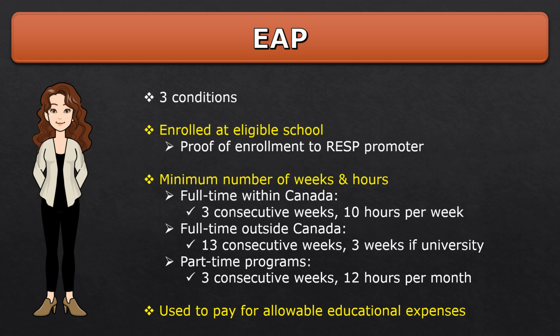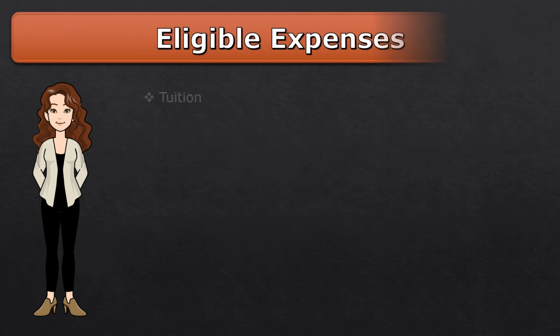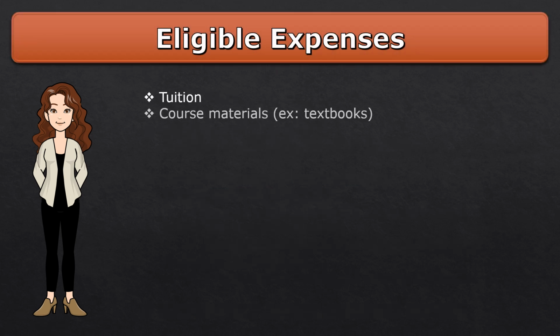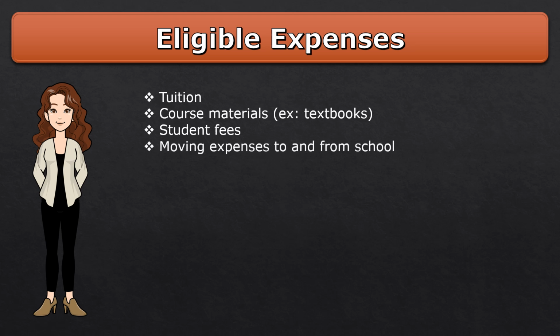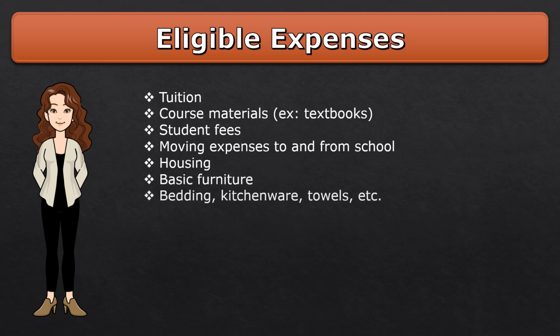So, what are eligible expenses for EAPs? Some obvious ones include tuition, course materials such as textbooks, and student fees. But did you know that you can also pay for the following expenses using EAPs? Moving expenses to and from school. Housing while away at school. Basic furniture. Other items you might need such as bedding, kitchenware and towels.